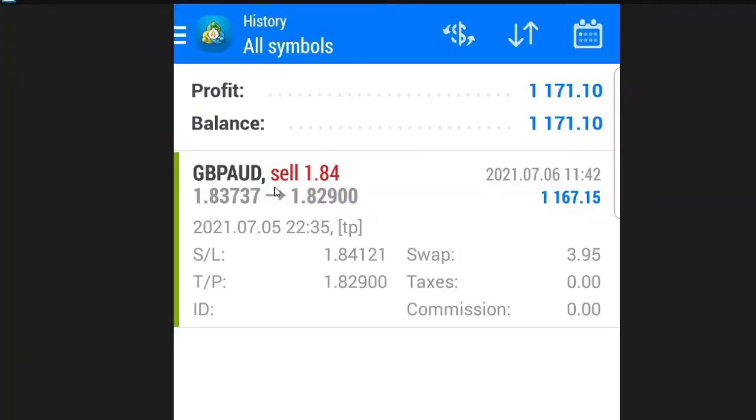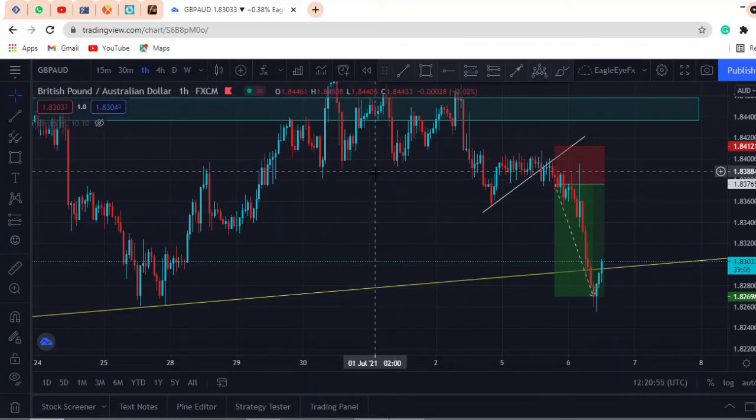And you can see this is the trade. I took it on 5th of July. My lot size was 1.84. So this means in this account I'm risking $500 to make 3 times or so. You can see this was my stop loss, this was my take profit, 82,900, and it came all the way to hit 82,900 and closed with 1167.15. It's a very simple strategy.